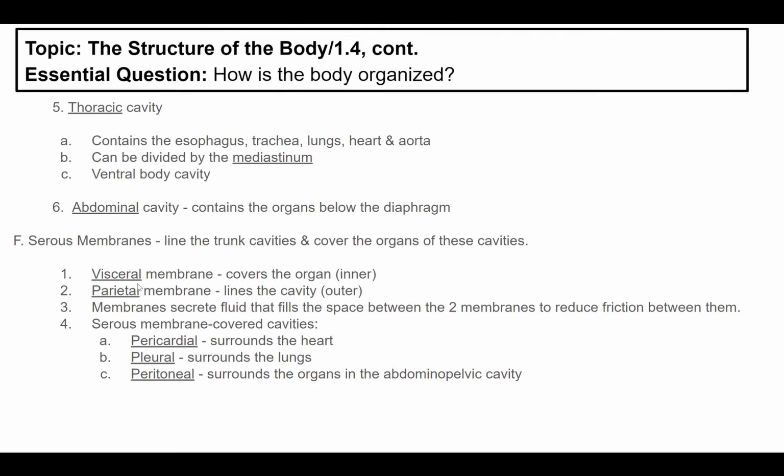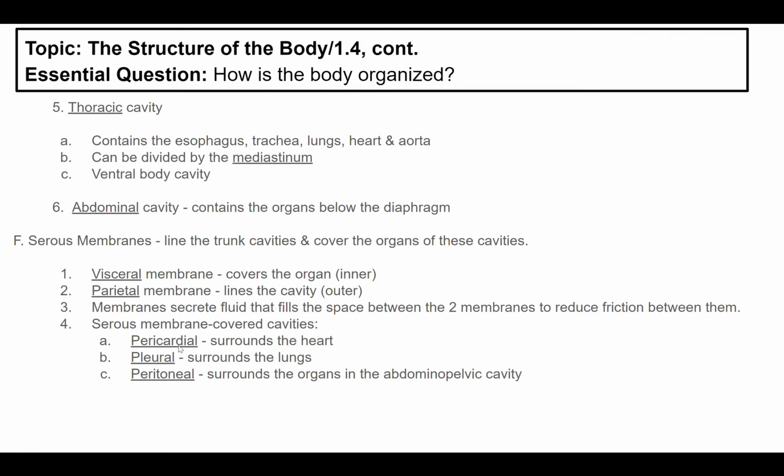Now, based on where these membranes are located and what organ they're covering, they'll have a different name. For example, the one surrounding the heart is the pericardium, the pericardial cavity. The membrane that's actually covering the heart, because this is the organ here, is the visceral pericardium. The membrane that surrounds or covers the cavity that the heart is in is the parietal pericardium.